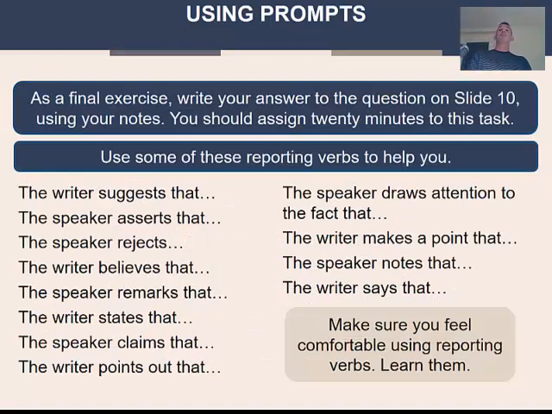Using prompts, and as you can see, all of these prompts have reporting verbs in them. English, like most other languages, is extremely rich in prompts, and it really is just about style rather than always writing the writer says, the speaker says. Students should use a variety. It makes for better reading, and it won't bore the audience as quickly.